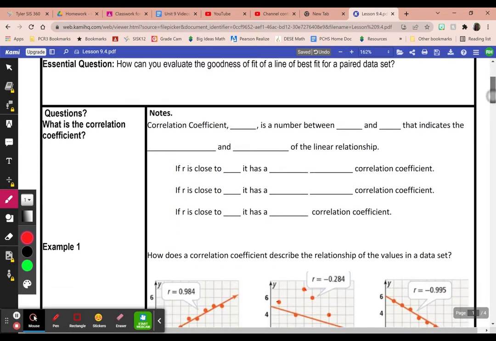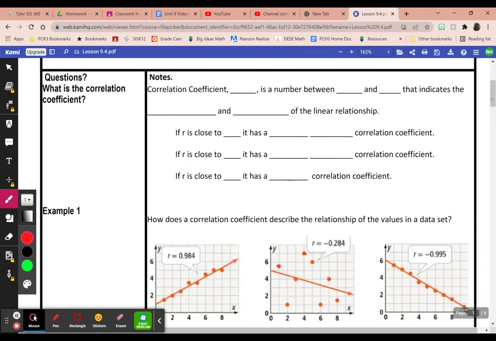Okay, so as we jump down here into the actual notes part, the correlation coefficient is the number we're going to be focusing on today, and we always relate the correlation coefficient to the variable r. And r is a number between -1 and +1 that indicates the direction and the strength of the linear relationship. Direction meaning positive and negative, strength meaning how closely the numbers are related.